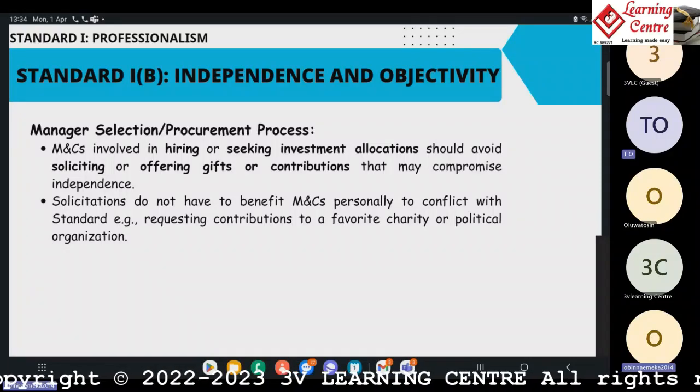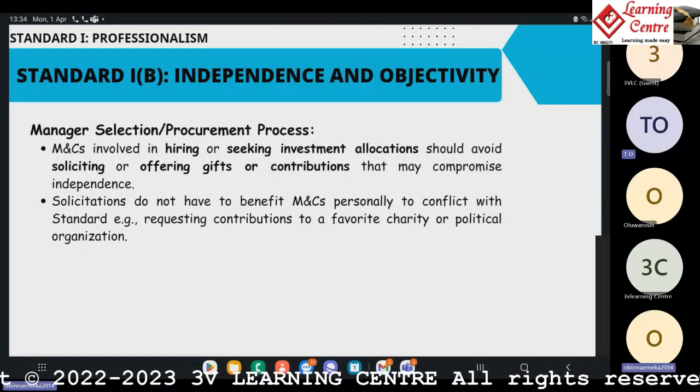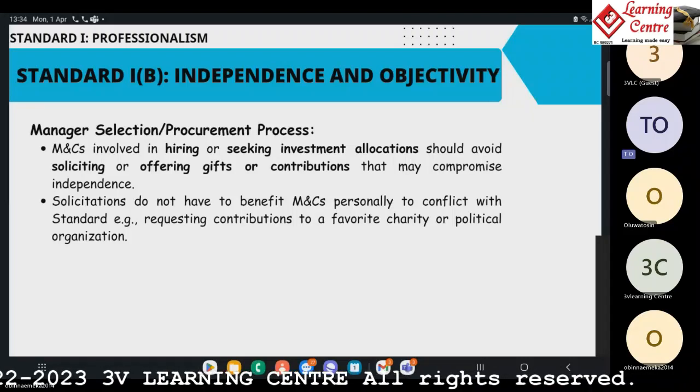So anyway, that is the last standard. When we get there, we are still going to talk more about it. That's fine. Thank you. I just wanted to clarify that. Thanks.